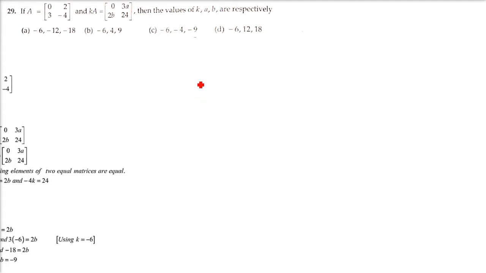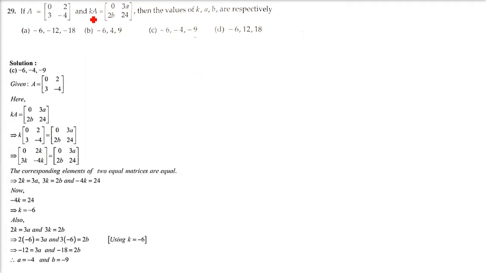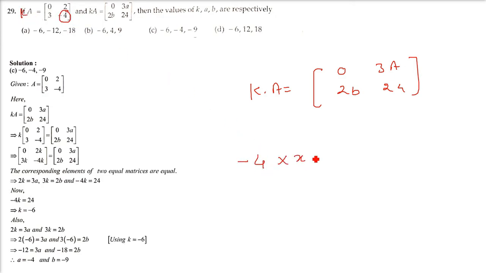So we have multiplied this A with certain k, and that is giving you 0, 3a, 2b, 24. So kA is 0, 3a, 2b and 24. Now what we are suggesting here is, you have multiplied something with minus 4 and then you got 24. That is going to give you the k value. That is, this x is actually the k value. So we are just equating the corresponding values. So this k or x, whatever you call, it will be minus 6. So this k has come as minus 6.